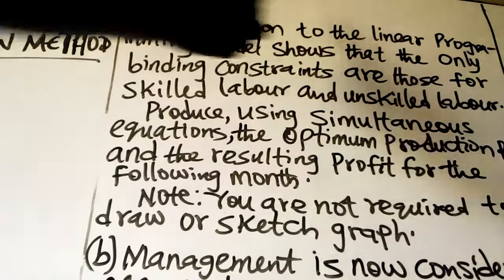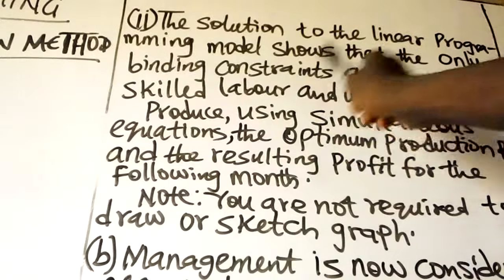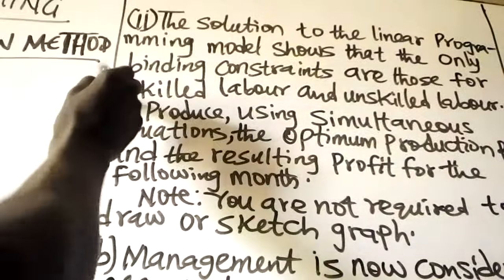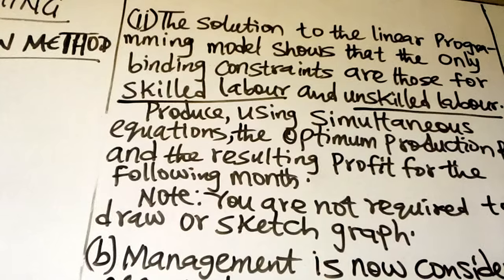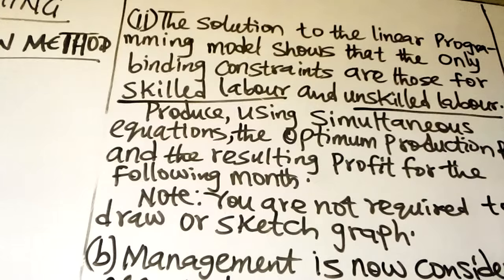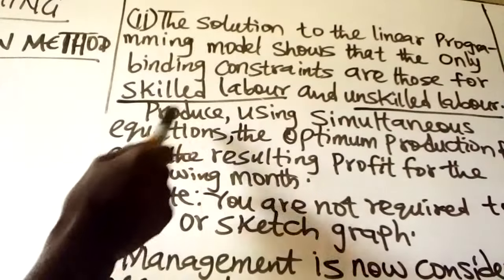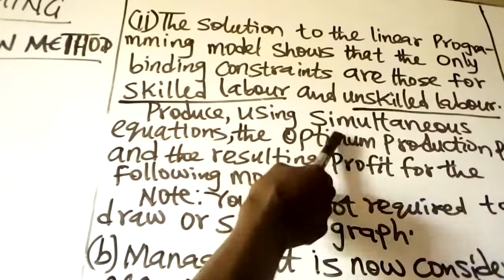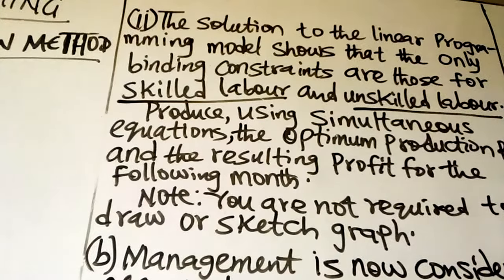to the linear programming model shows that the only binding constraints are those of skilled labor and unskilled labor. Those are the binding constraints. Then produce, using simultaneous equations, the optimum production plan and the resulting profit for the following month. So you have to use simultaneous equations.